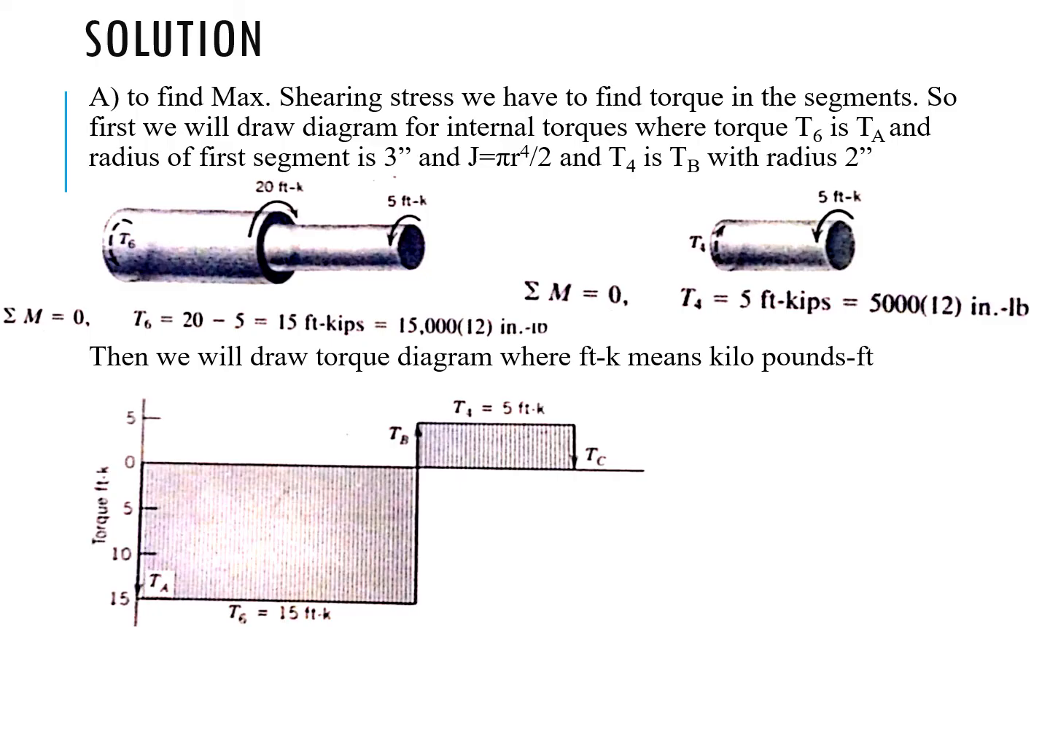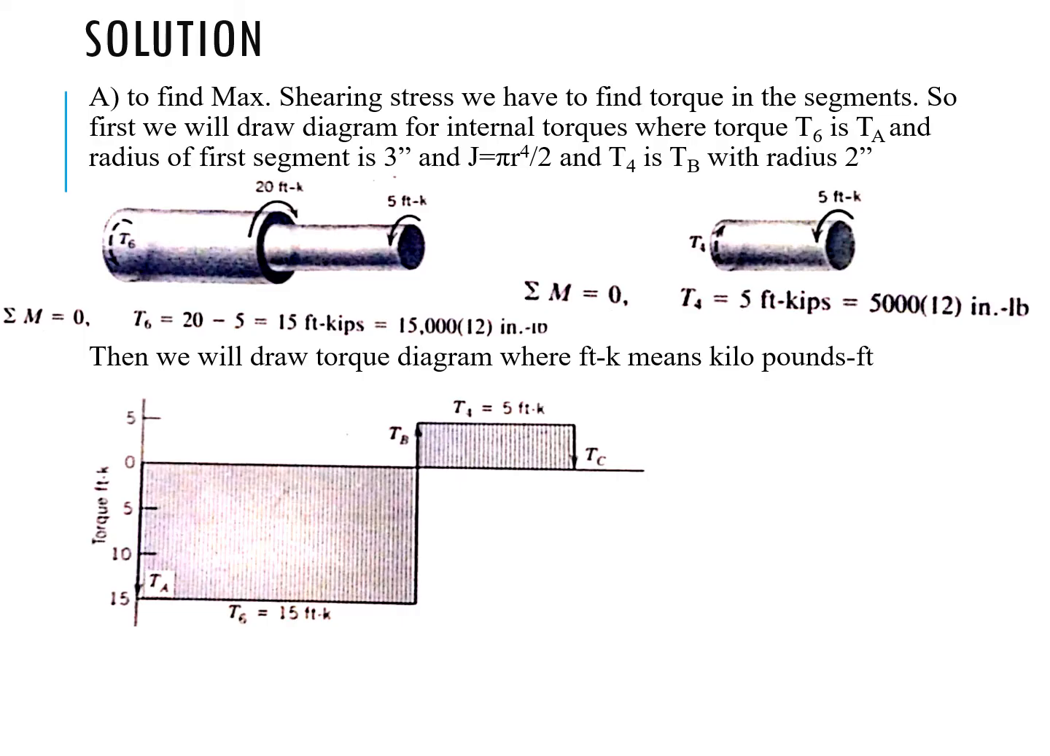So from point A, there is a torque of 15 foot K applied. This torque we have calculated ourselves, and it moves up to point B, where an opposite torque of 20 is applied. So 15 was counterclockwise, 20 was clockwise, the resultant will be 5 clockwise. And this is the same as T4 we have already calculated. And from point B to C, no other torque is applied.